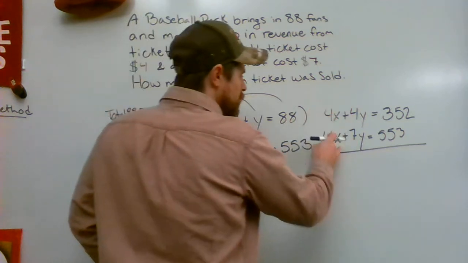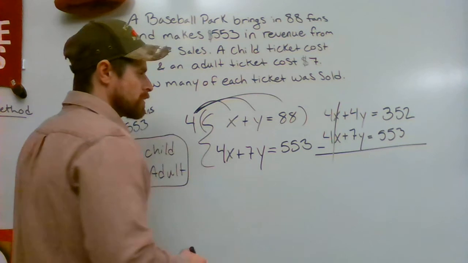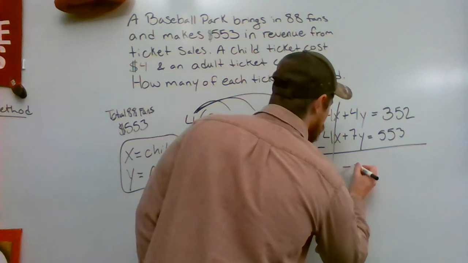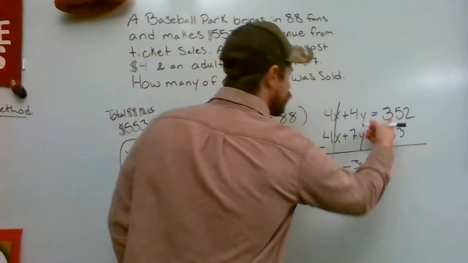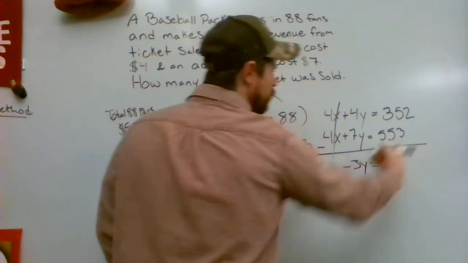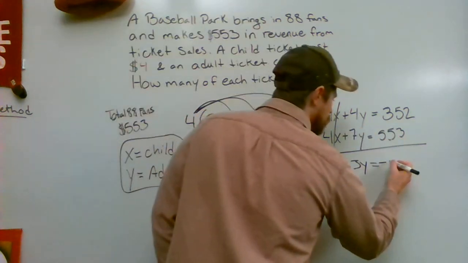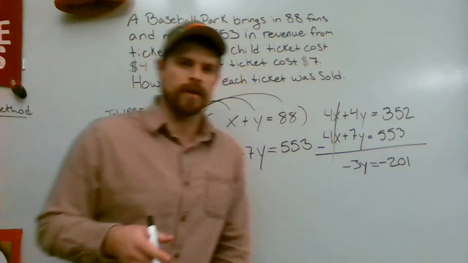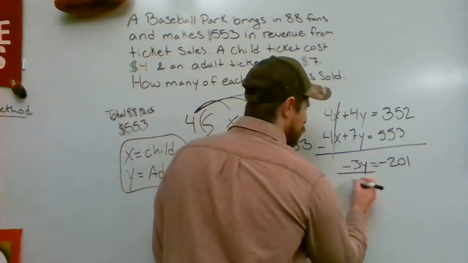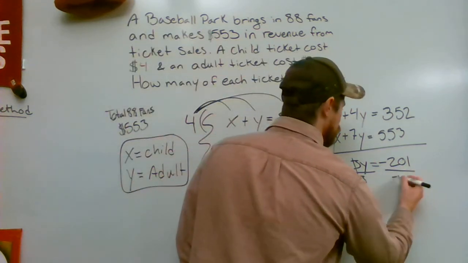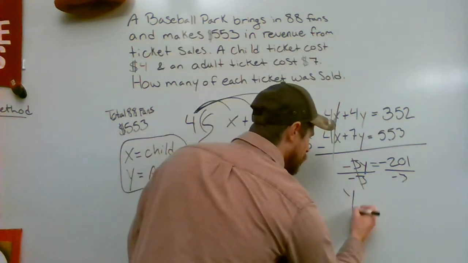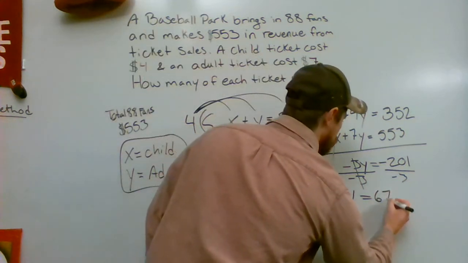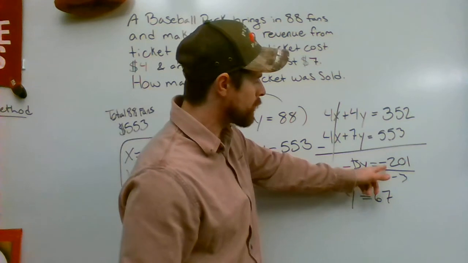So I'm going to say 4x minus 4x, and I'm going to say they are gone. See you later. Strike 3. 4 minus 7. I'm going to end up in the negatives there. That's going to give me a negative 3y. And 352 minus 553 would give me negative 201. Okay? Negative 201. So now I'm going to take my negative 3 and divide by negative 3 on the other side. I'd be left with y equals 67, and it's a positive 67 because we have a negative divided by a negative.